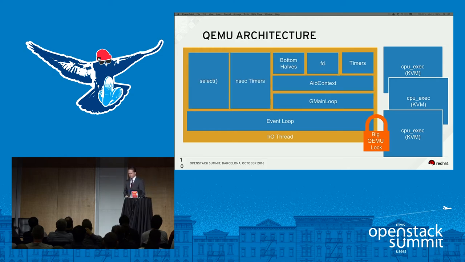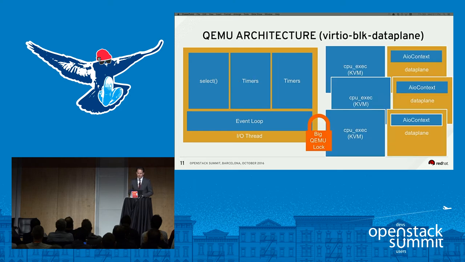To improve on things, the event loop was broken up into multiple components so that it had a separate AIO context, so that certain IOs wouldn't have to lock this event loop waiting for IOs to complete. And that worked pretty well. That improved things, until a better method came along, and that's the data plane, right?